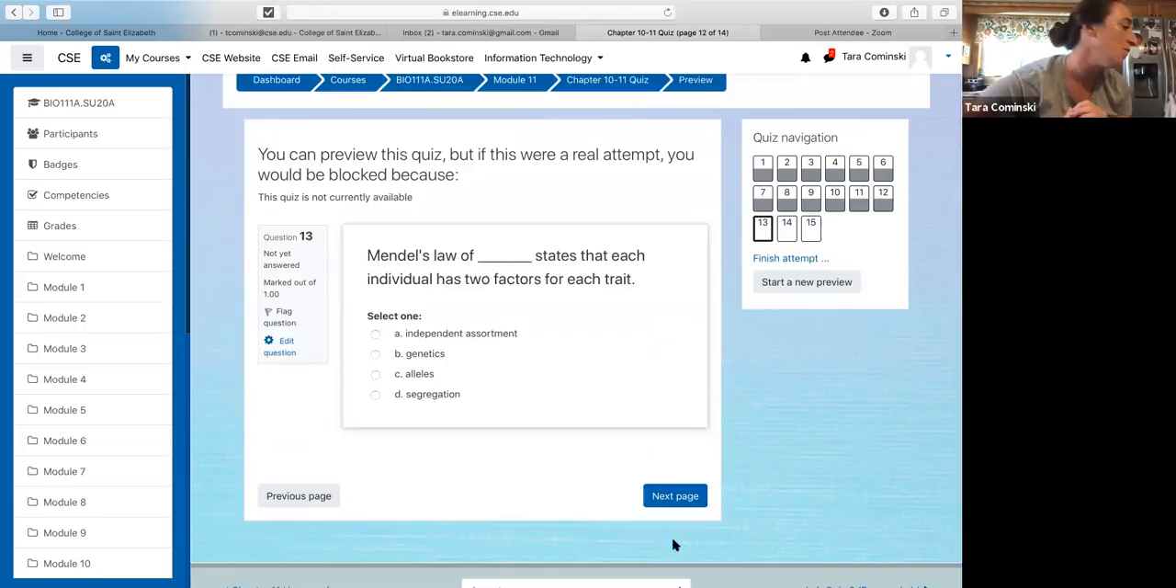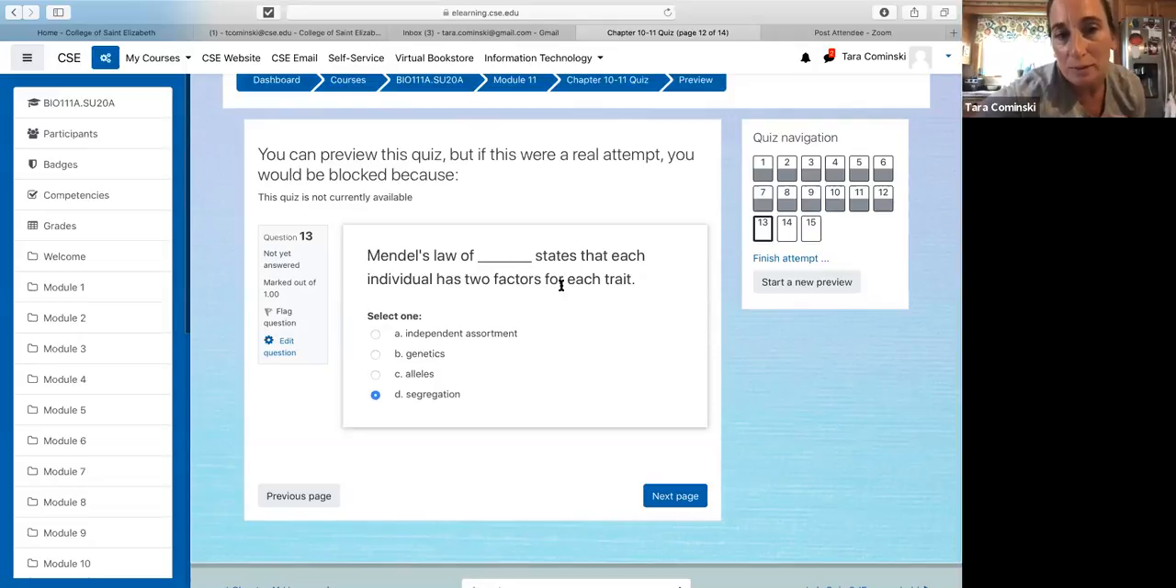If you go back to his laws, we have those 2 laws, the law of segregation and the law of independent assortment. This is a crappy question too. I probably have to fix that question too. I feel like it should have been a little more elaborate. I guess it's the law of segregation, but you can see how these all fit together.